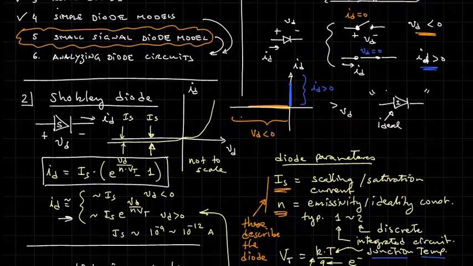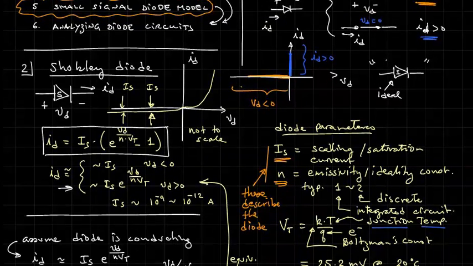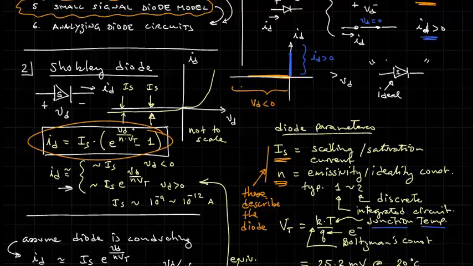Looking at the Shockley diode model, here is the equation that describes the diode current versus the diode voltage. And as we had seen, for the region where the diode is actually conducting, this exponent is many orders of magnitude larger than 1, and so we are able to approximate it as Is times the exponential in the region where the diode is conducting. And that's the equation that we are going to use going forward in developing our small signal model.